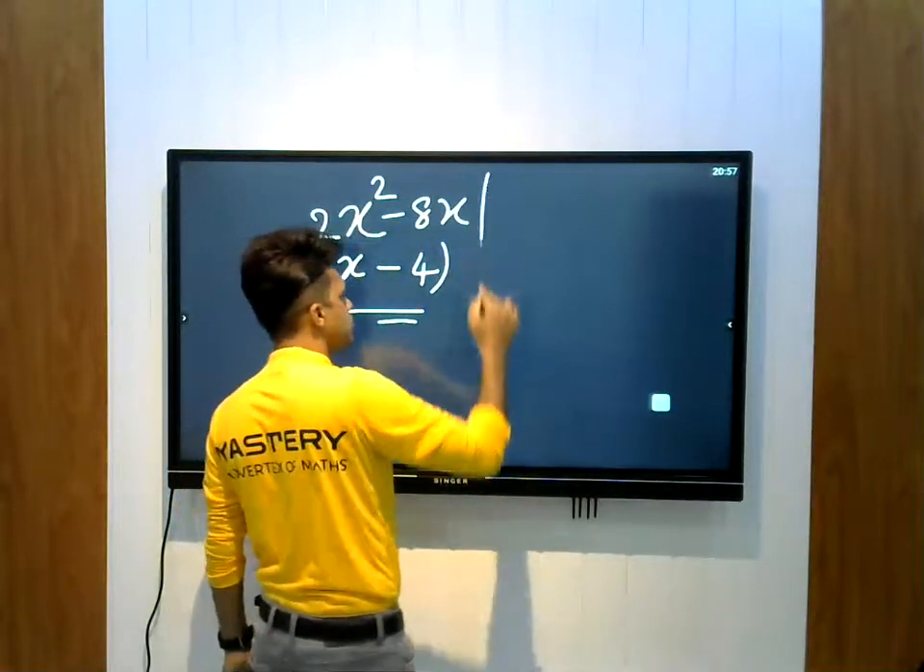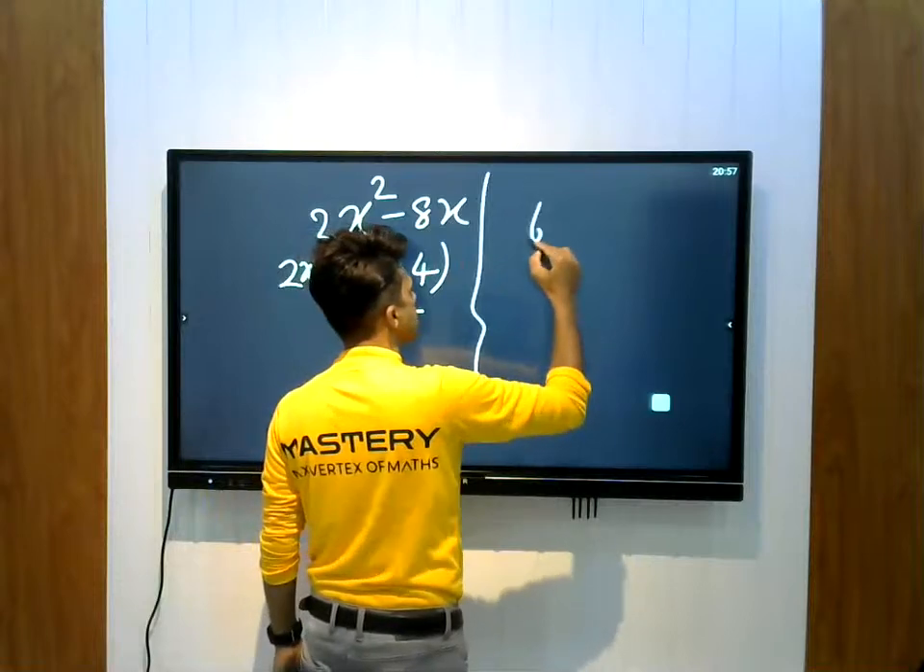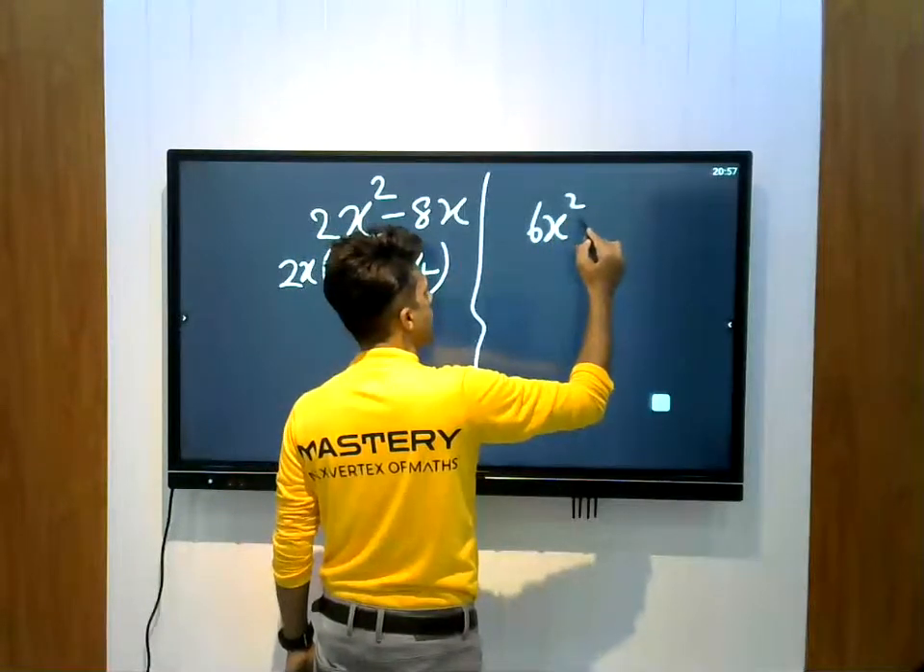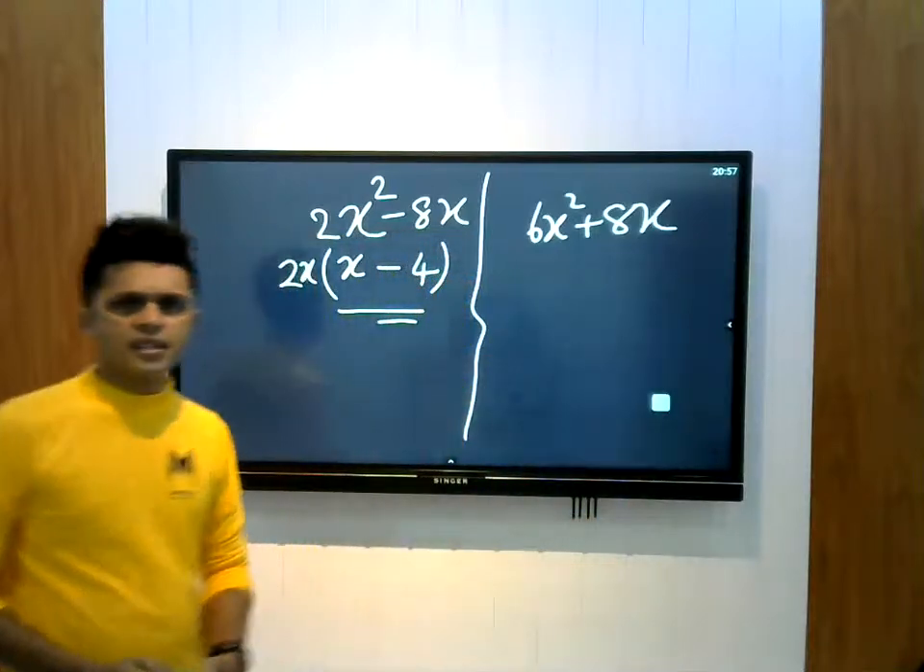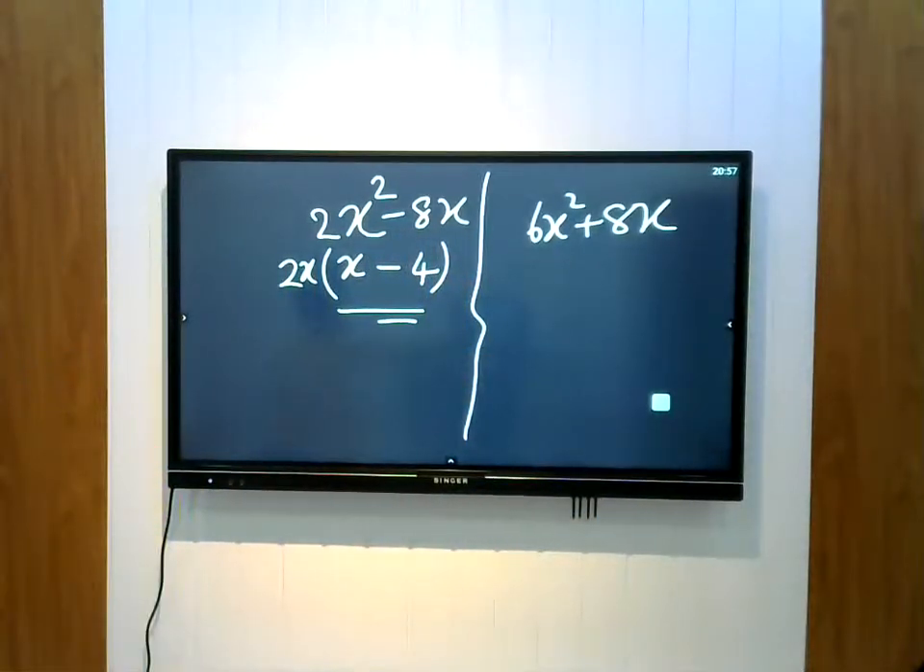Next one. I'll give you a sum to do. You try to do this one. Factorize 6x squared plus 8x.